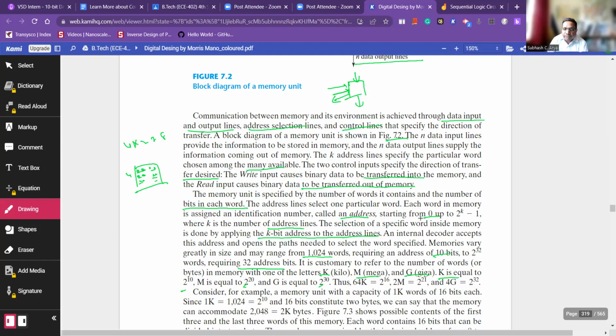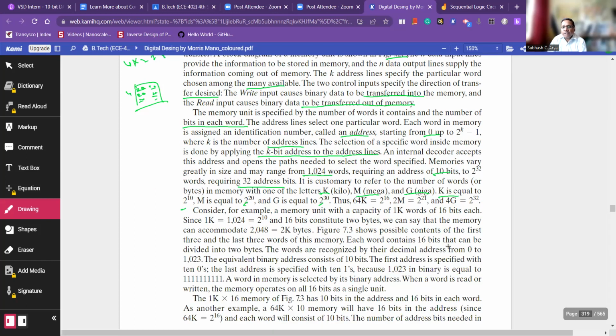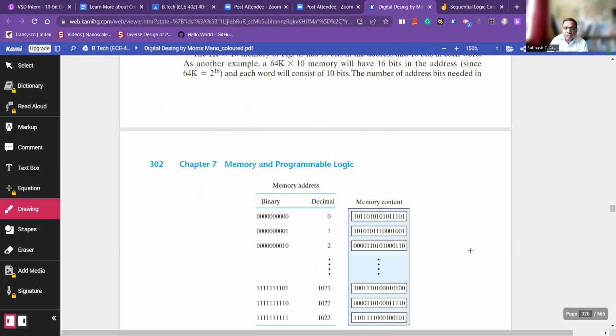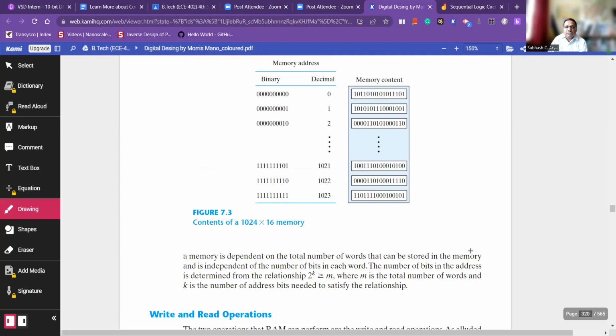Consider, for example, a memory unit with a capacity of 1K words of 16 bits each. Since 1K is equal to 1024, which is 2 to the power 10, and 16 bits constitute 2 bytes, we can say that the memory can accommodate 2048 bytes, meaning 2 kilobytes. Figure 7.3 shows possible content of the first 3 and the last 3 words of the memory. So let us see figure 7.3.